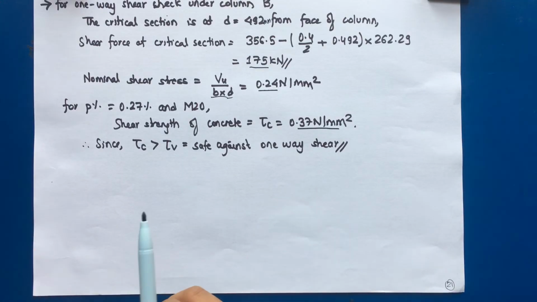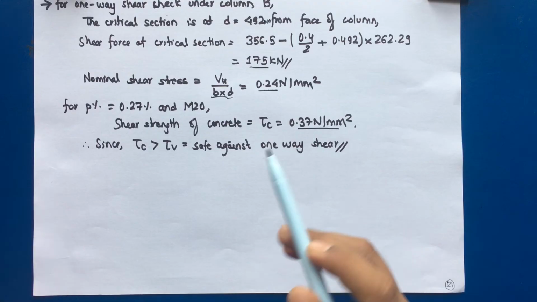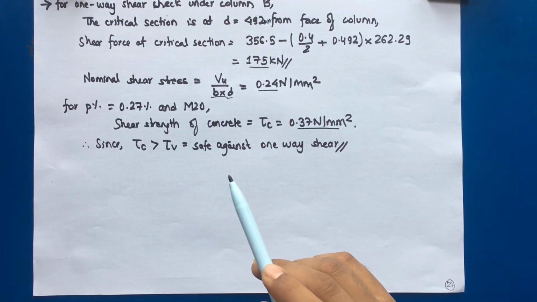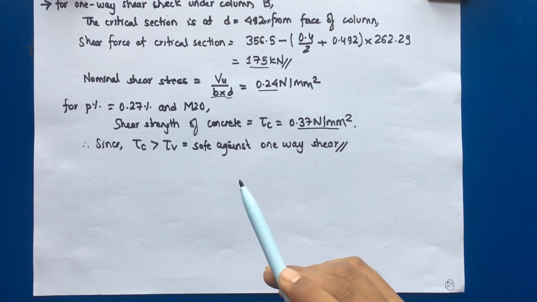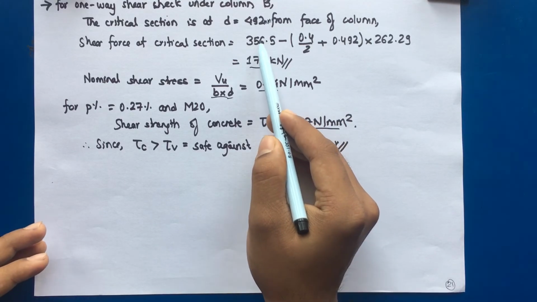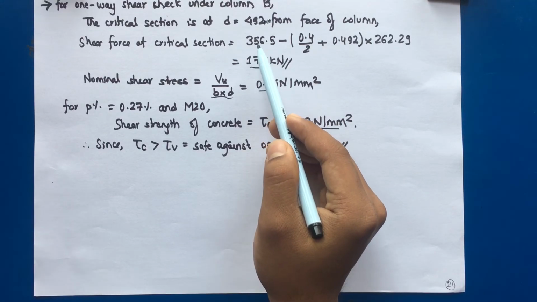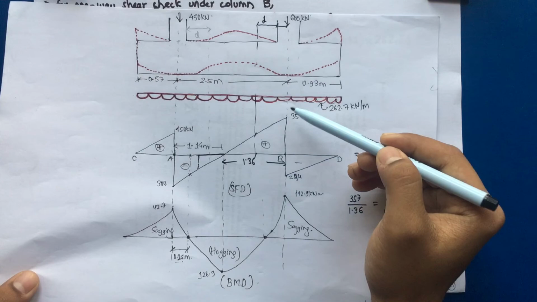So I hope you have cleared the concept that we have to check for one-way shear only for the load with the higher value of shear. So the maximum value of shear was 356, which was for the column B.